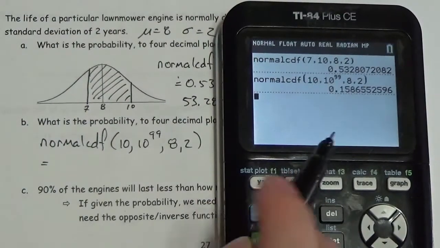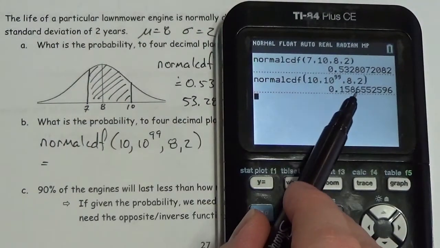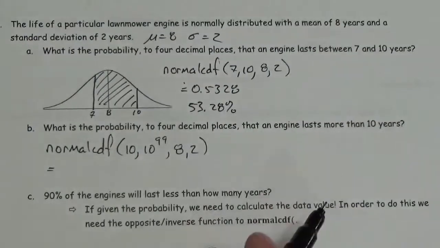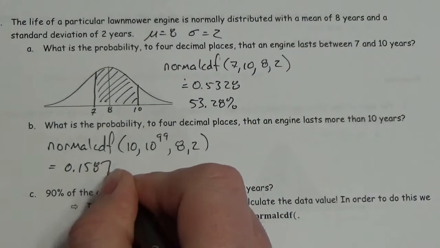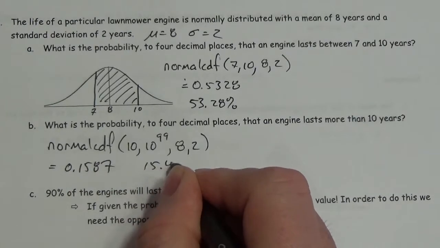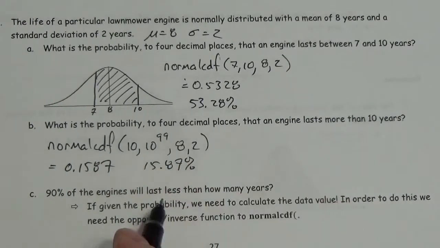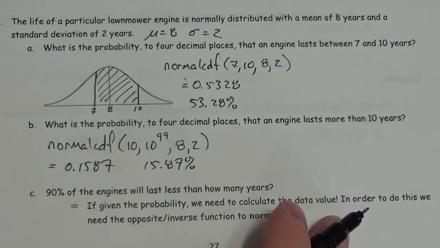Press enter. And I get 0.1587. That's right. 0.1587 or 15.87%, okay, are going to last longer than 10 years.